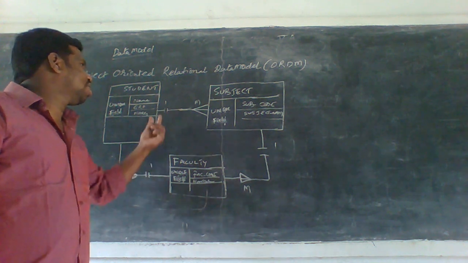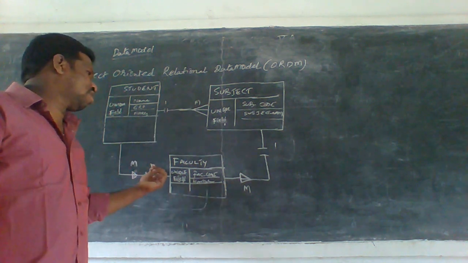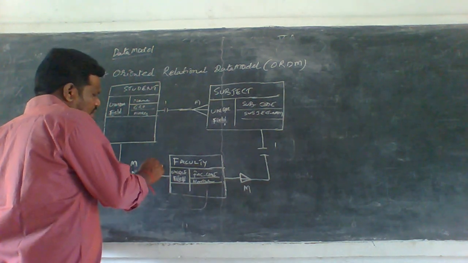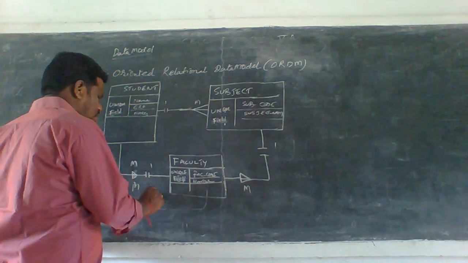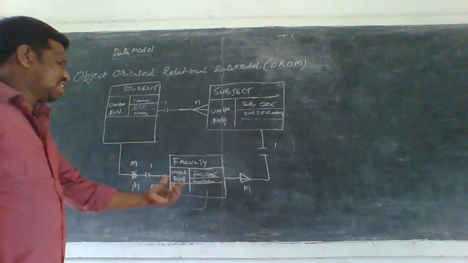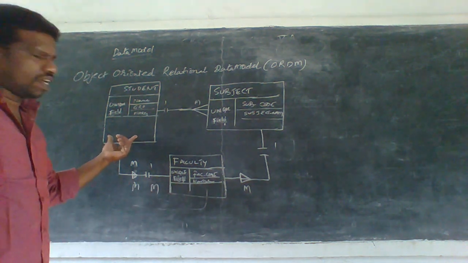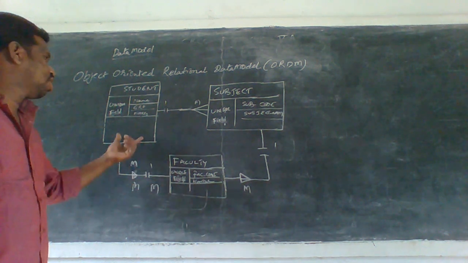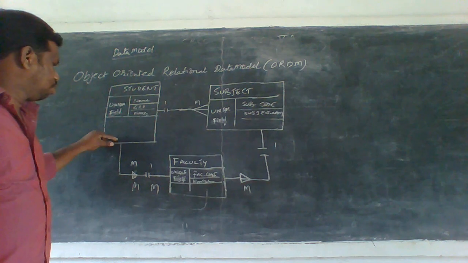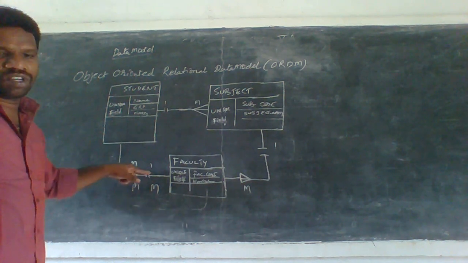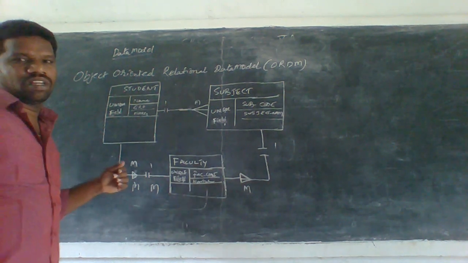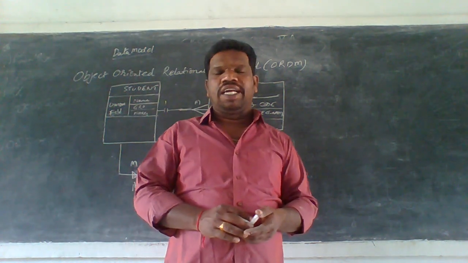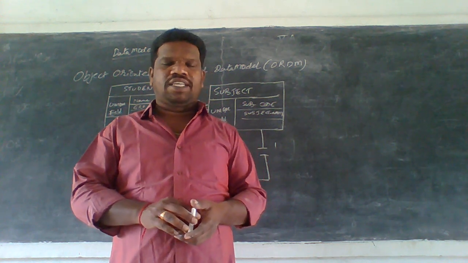That's why we are using one to many association, many to one association, and many to many association is also possible, because faculties are more and students are more. If a single student is available, faculties are available. In this section, one to one association is possible and one to many association is also possible. So this is the object oriented relational data model.